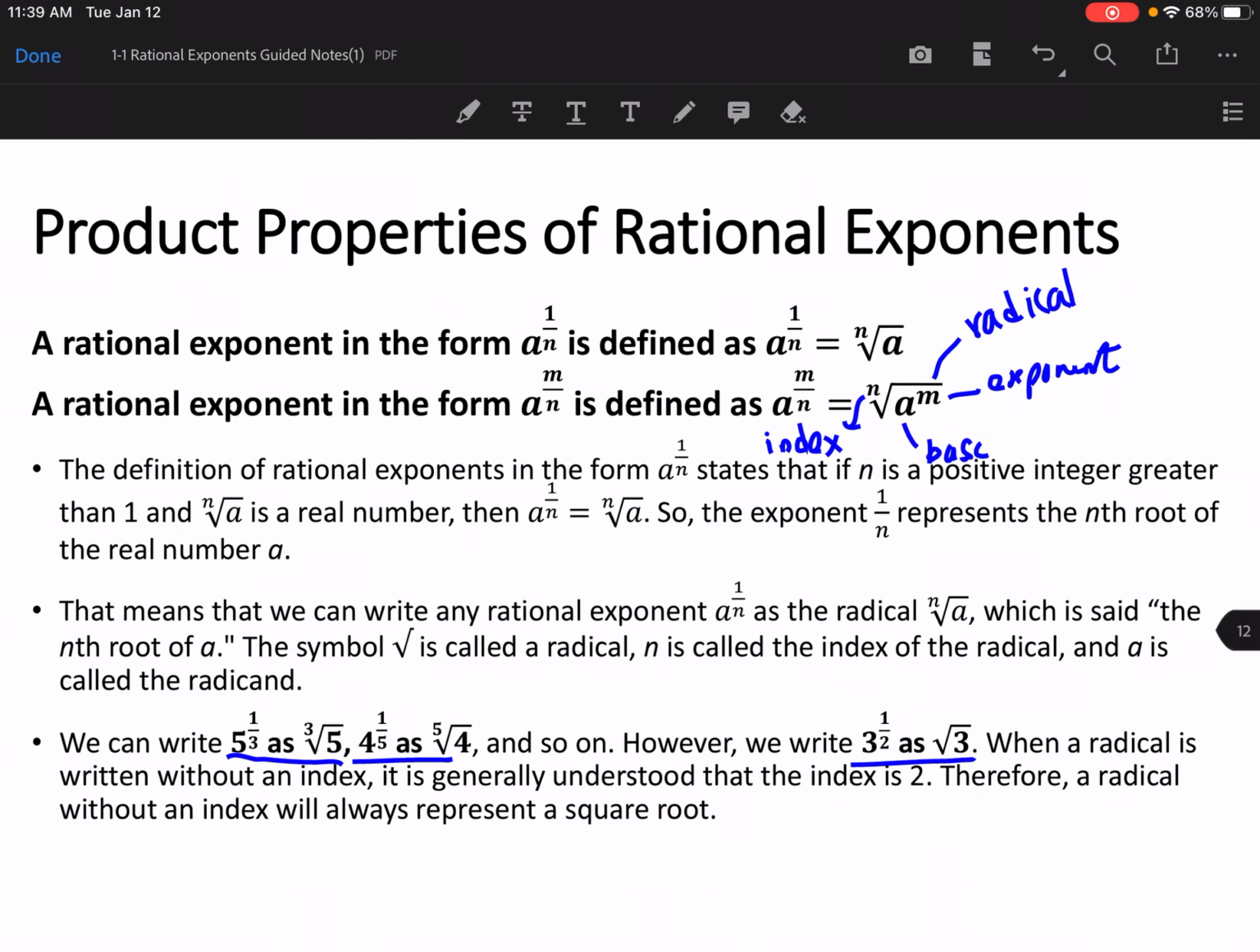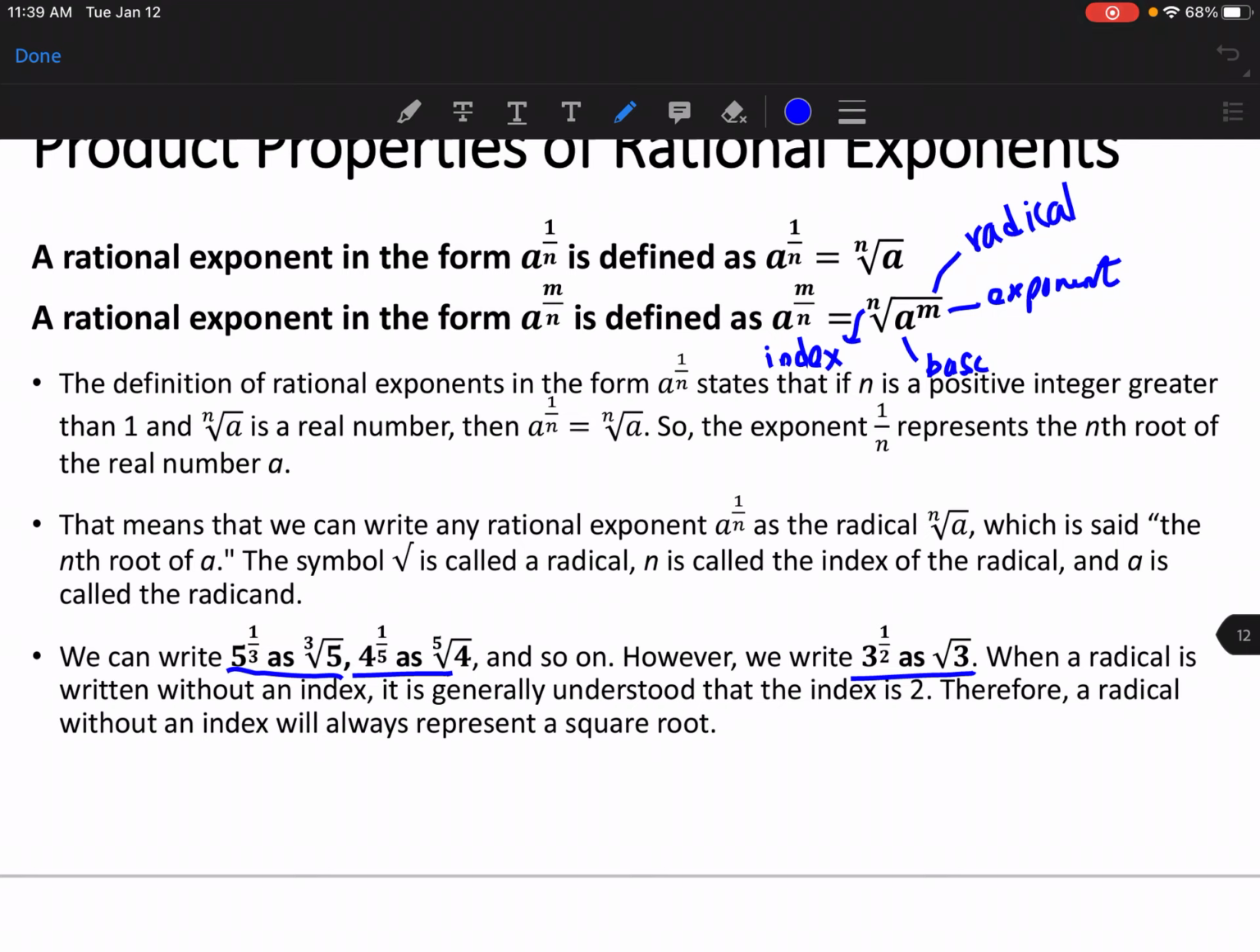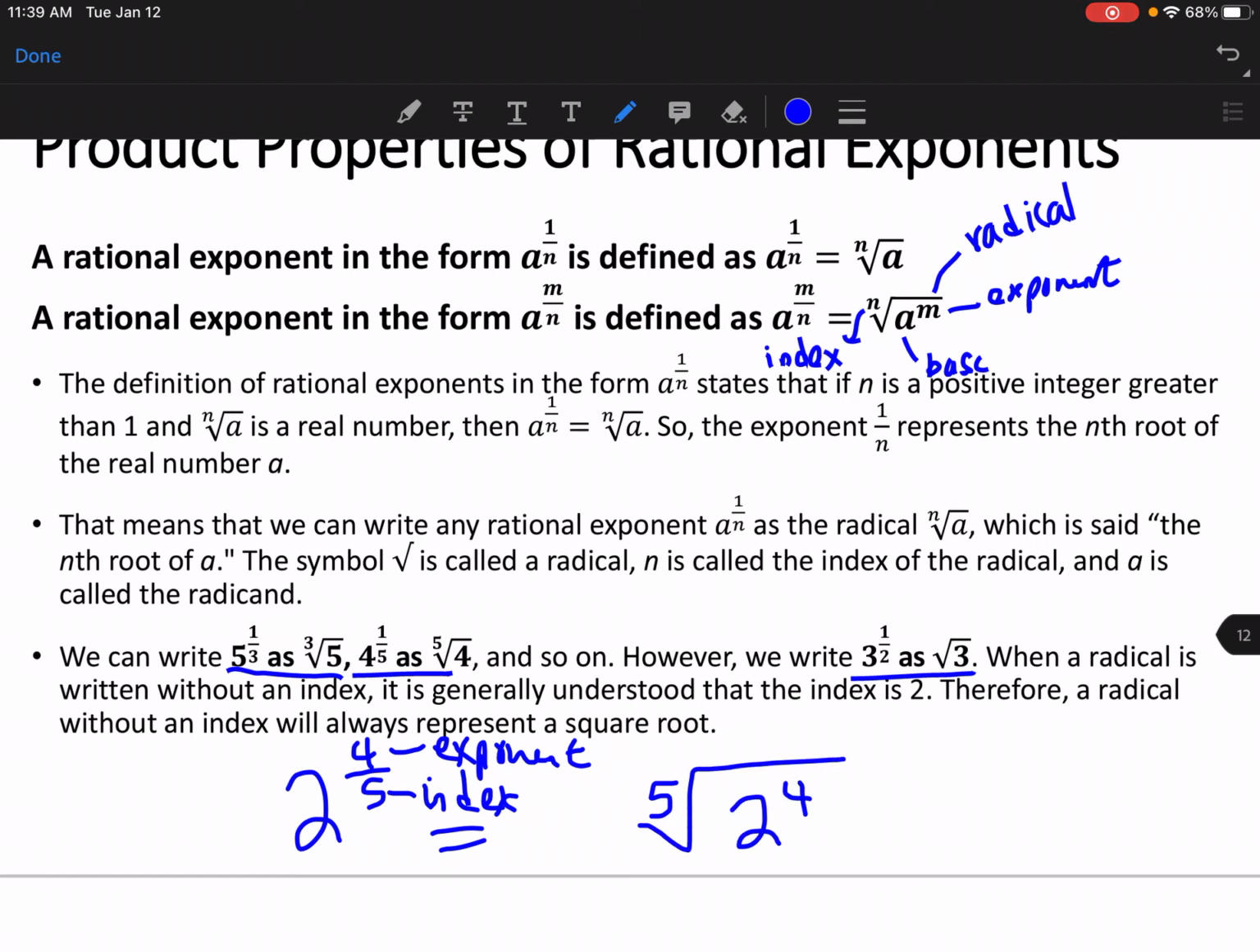Say if we have 2 to the 4/5, then here the 4 is my exponent and the 5 is my index. To rewrite it in this form, 5 is my index, so we're going to go ahead and write my radical form. And then 2 is my base and 4 is my exponent. So you can rewrite 2 to the 4/5 as the 5th root of 2 to the 4. We're going to look at a few more examples with that also.